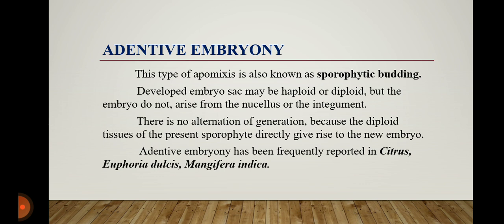Adventive embryony. This type of apomixis is also known as sporophytic budding. Development of the embryo sac may be haploid or diploid, but the embryo does not arise from the nucellus or the integument. There is no alternation of generation, but the diploid tissues of the parent sporophyte directly give rise to the new embryo. Adventive embryony has been frequently reported in citrus, Euphorbia dulcis, Mangifera indica, and some other examples.